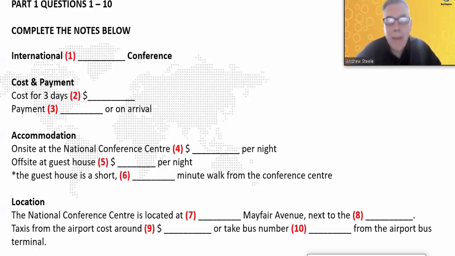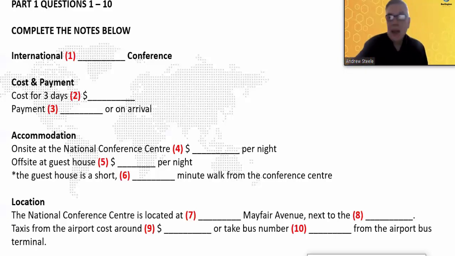And this is all about activating their schemata. What they know. They don't need to know in detail about international conferences, but they need to know that you maybe pay, you maybe travel there and stay in a guest house or other accommodation. So these general knowledge elements are the sort of things that you want to focus your students' attention on.